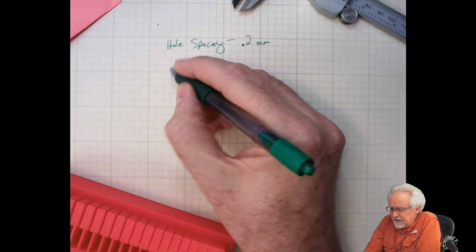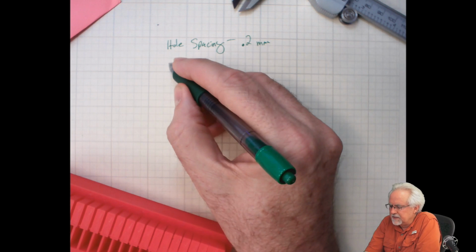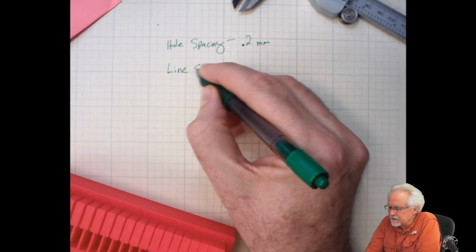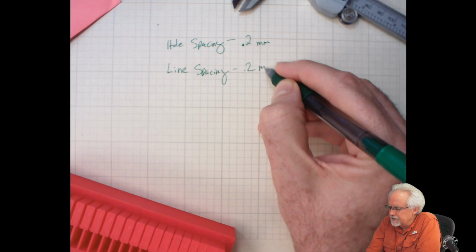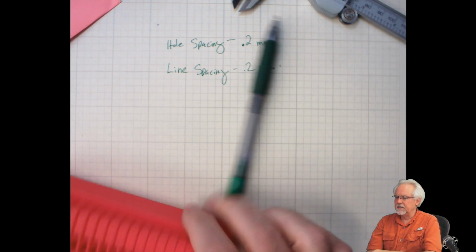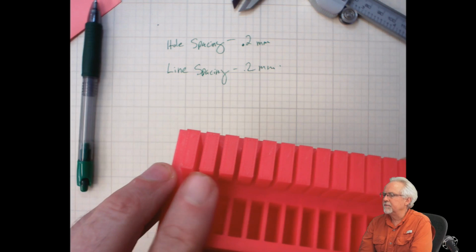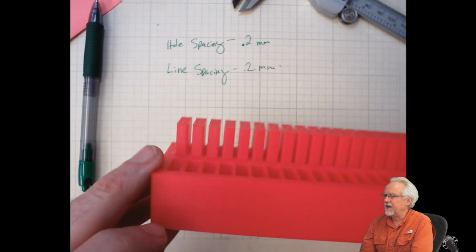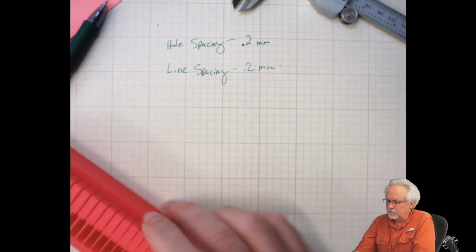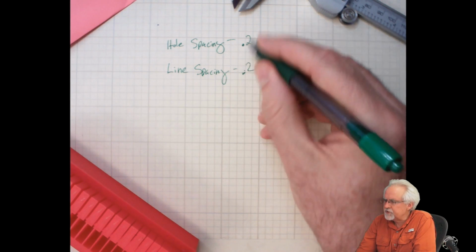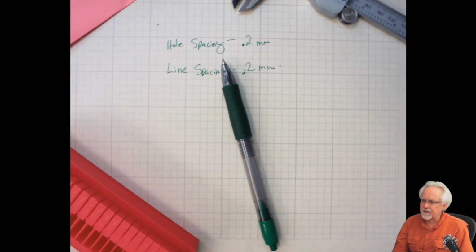So then I would call this hole spacing, and I would call this line spacing. The line spacing likewise is 0.2 millimeters, which means if I want to make two columns and make sure that they are in fact two columns, they need to be spaced at least 0.2 millimeters apart. Those two numbers are not always going to be the same.